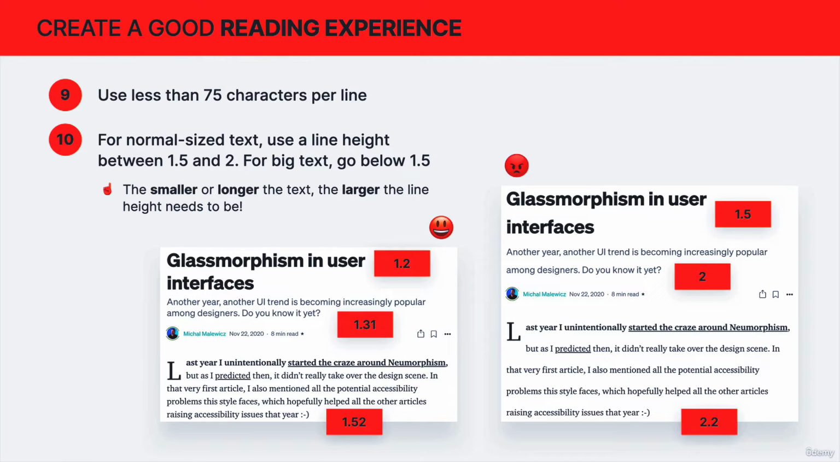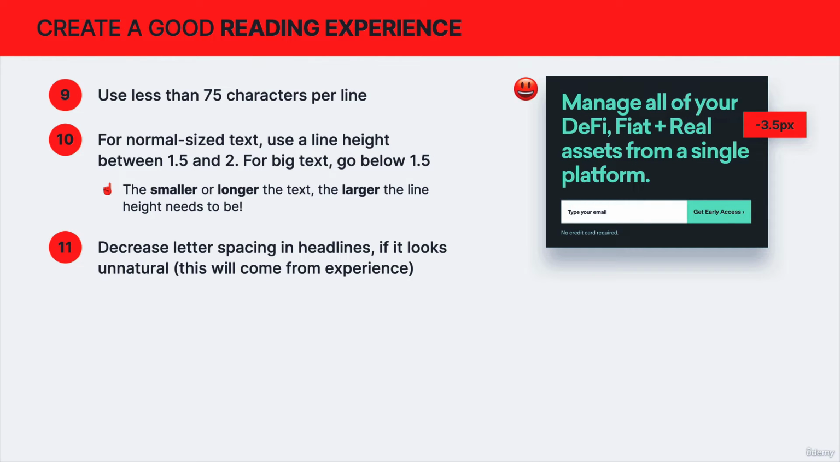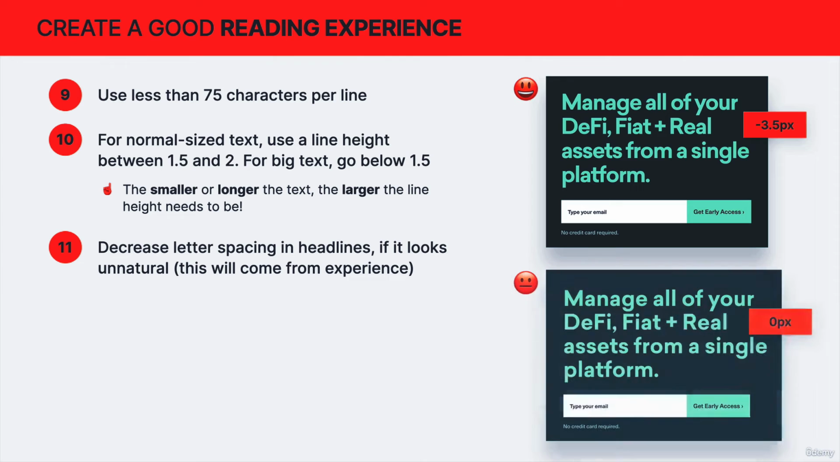Now, another nice and very subtle rule that can make a lot of difference is that if your headline looks unnatural, you can try to decrease the letter spacing. What unnatural actually means will of course come from experience, but I'm going to show you a couple of examples right now and also through the rest of the course. In this headline, for example, we have a letter spacing of minus 3.5 pixels, and if you ask me, this looks quite nice and quite natural. On the other hand, if it was just 0 pixels, so without us defining any letter spacing, then the letters would look kind of detached from one another.